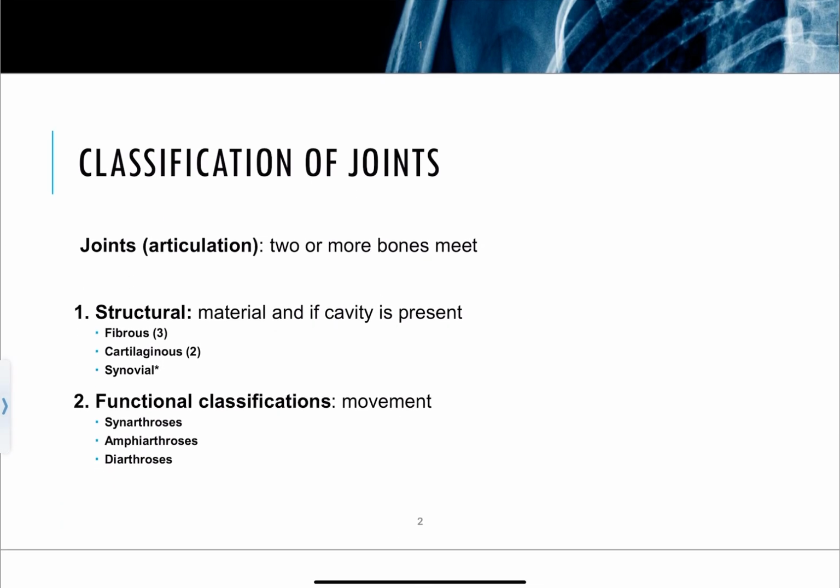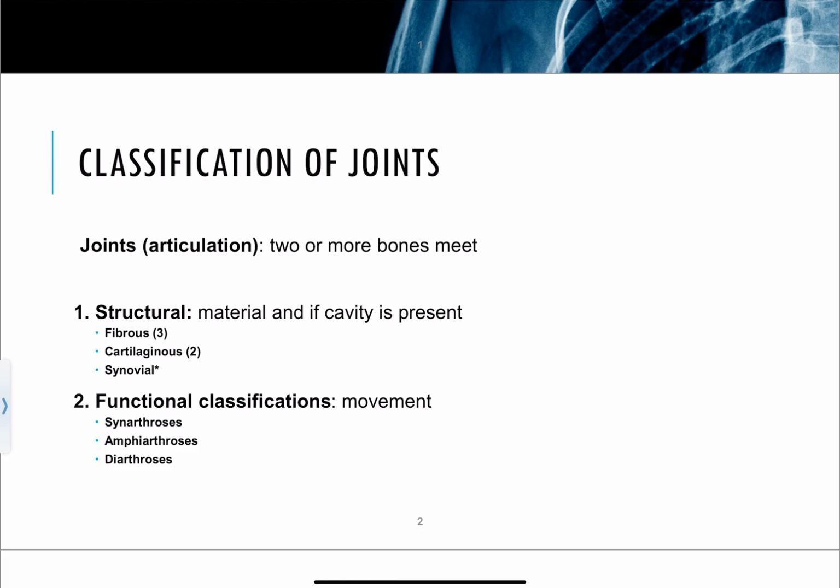So section 1 of chapter 8 is really just giving you an overview of how we classify joints. But first we'll talk about what exactly is a joint. So a joint can also be referred to as an articulation, and it's a place where 2 or more bones are going to be meeting.